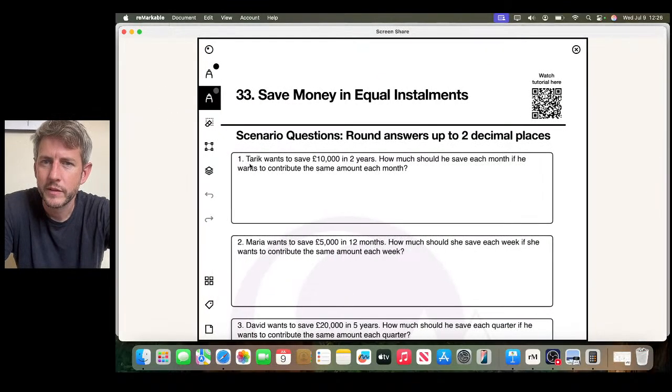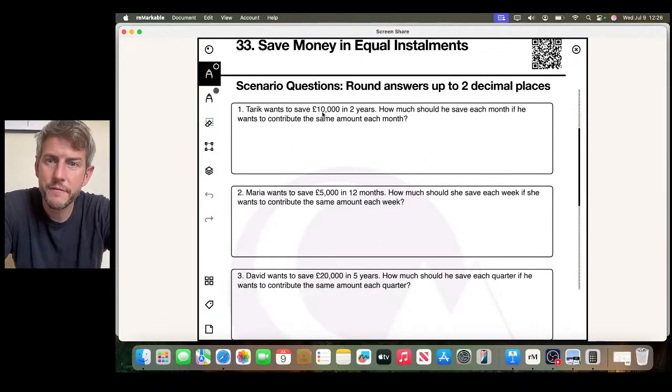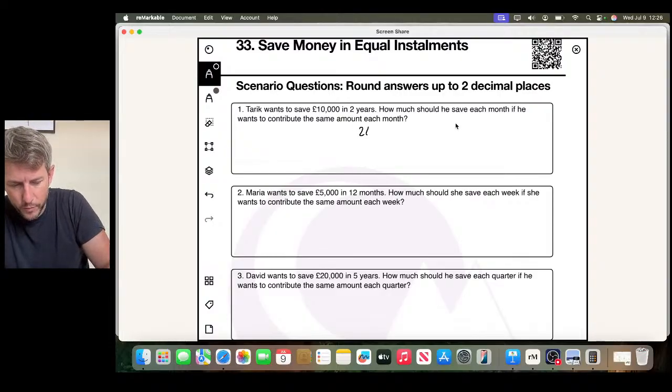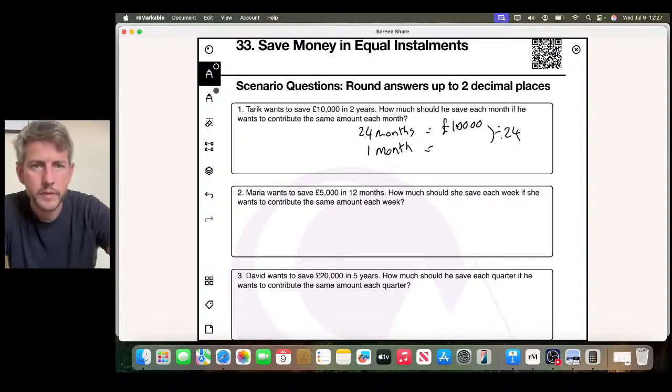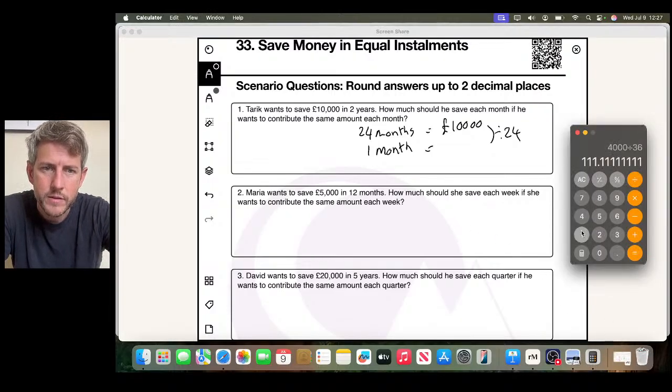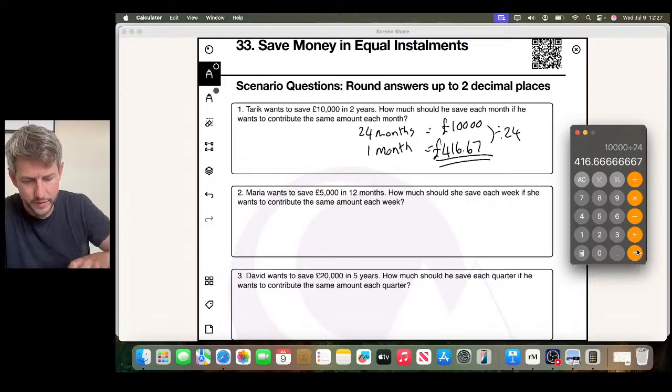So here we go. We've got here that Tarek wants to save £10,000 in 2 years. How much should he save each month if he wants to contribute the same amount each month? Okay, so 2 years is 24 months. So 24 months equals £10,000. Okay, 1 month equals this divided by 24. So let me get that out of the calculator. So 10,000 divided by the 24 months is £416.67 a month if we round that.